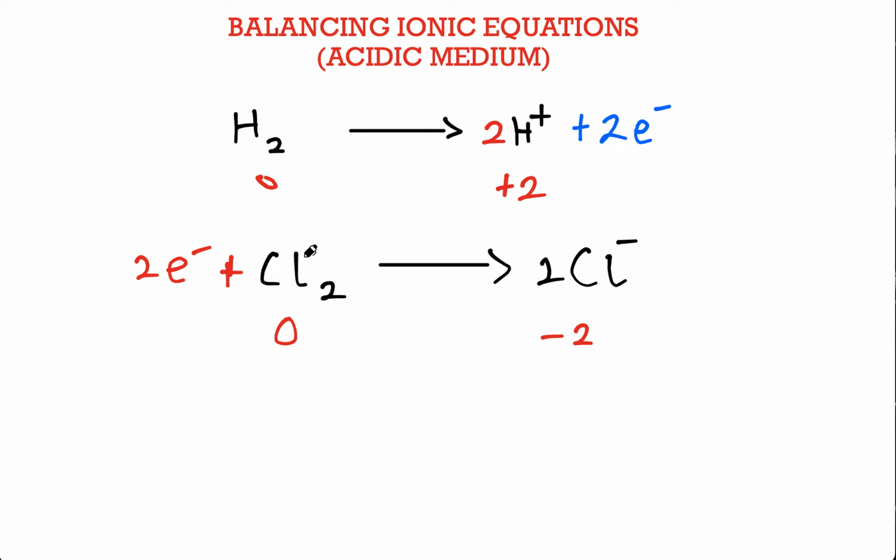The first thing you notice here is that electrons must be on different sides. If you have done your job very well, the electrons will be on different sides. Just like for this oxidation, electrons are on the right. For this reduction, electrons are on the left. And the next thing you want to take note of is that you want to make sure that these two actually have the same number of electrons.